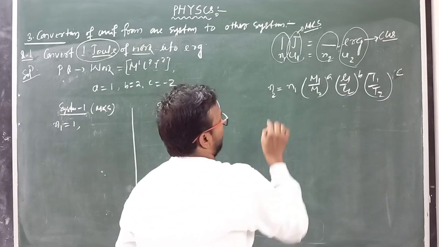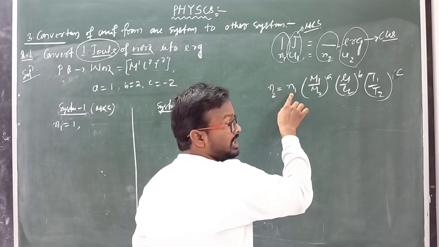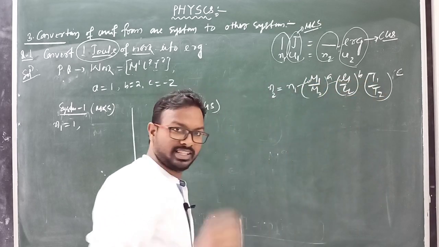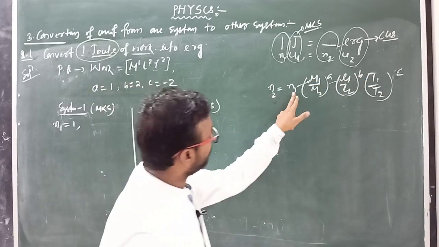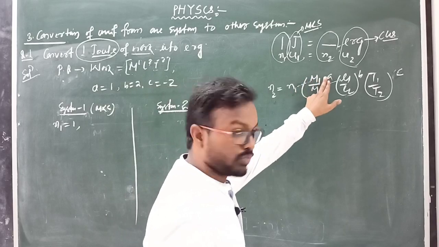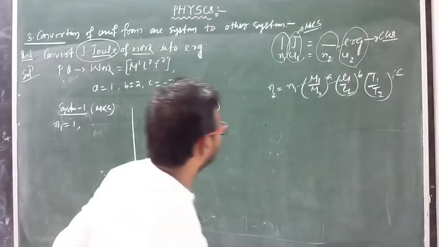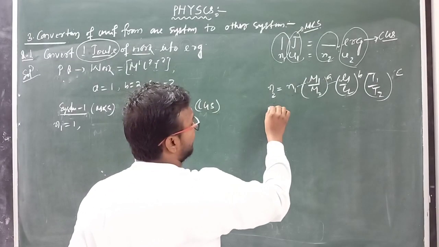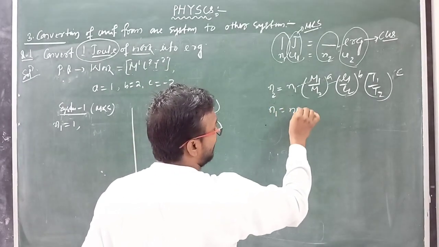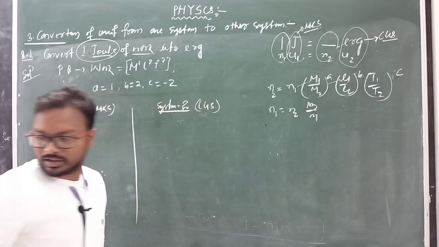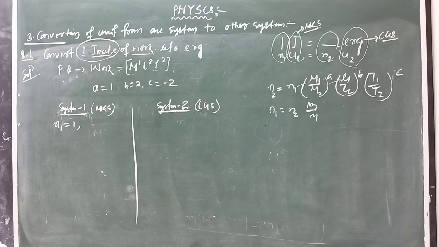If you want to find n2, then here n1 means here M1, L1, T1. You have to remember in this way: n2 equal to n1, and you have to first write here M1 by M2. Suppose you have to write n1, then for n2 you first have to write M2 by M1, then you can write in this way, clear? So this is the format for how to remember this equation.